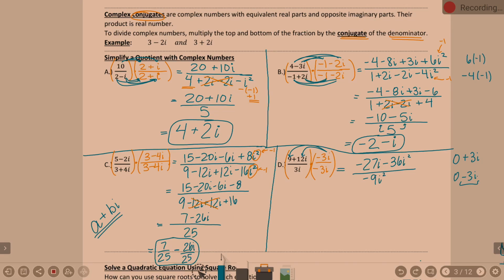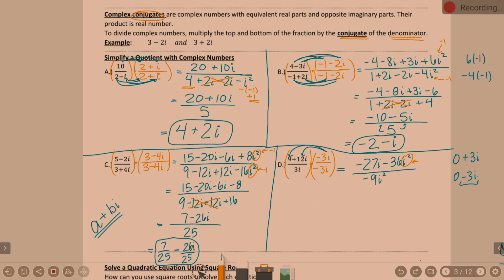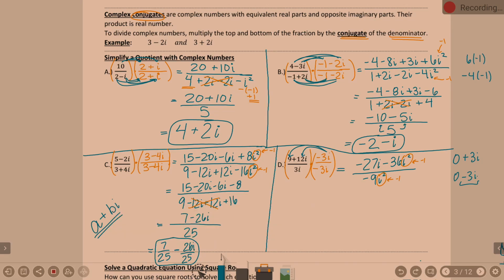Okay. Let's deal with the i squareds first. What do we know about i squareds? They equal negative 1. So, I'm going to rewrite this. Negative 27i plus, what about minus 36i squared? Plus 36. Yeah, minus 36 times negative 1 is going to be plus 36. Negative 9i squared, positive 9. Negative 9 times negative 1 is going to be positive 9.